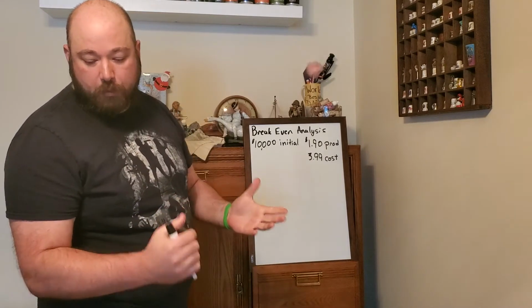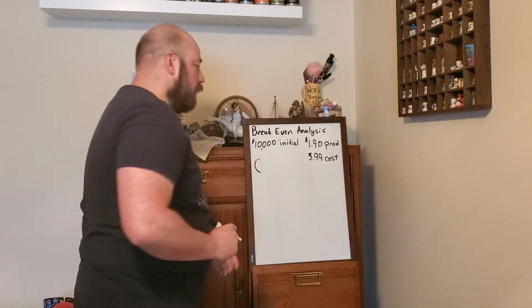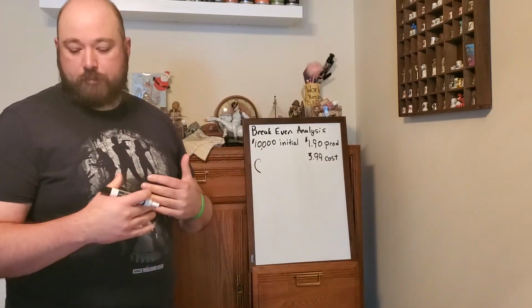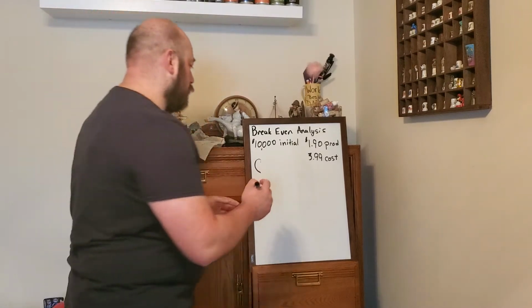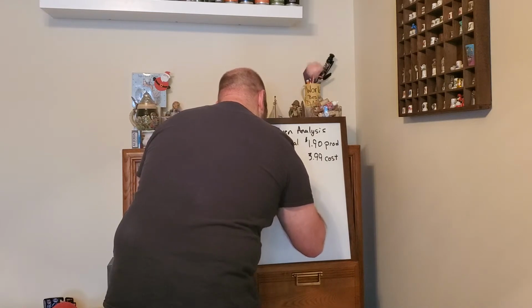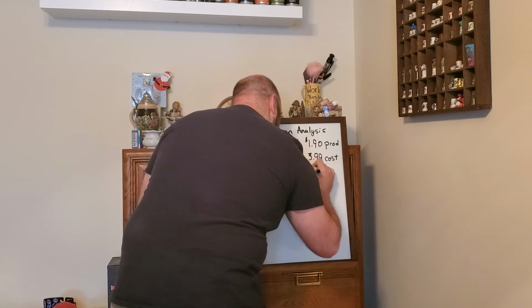So the first equation we're going to look at is going to be the cost to them. So the cost is going to be equal to what it's costing them to produce it times the number that they're producing plus the initial amount. So that's going to be $1.90x, and then plus 10,000.